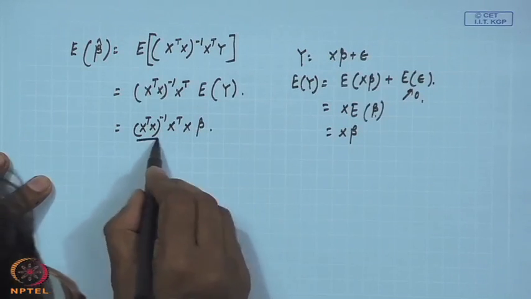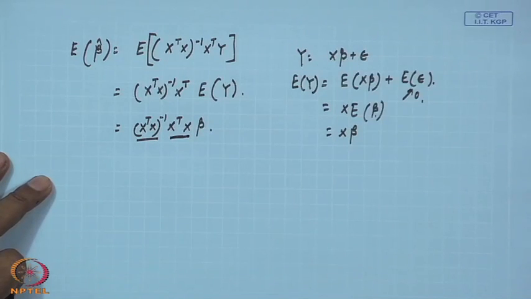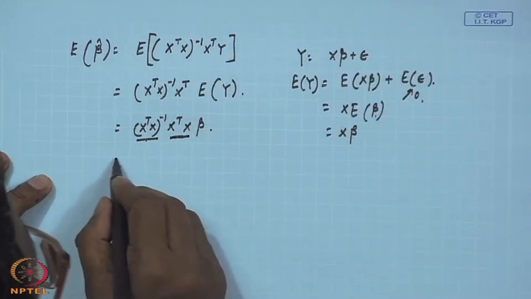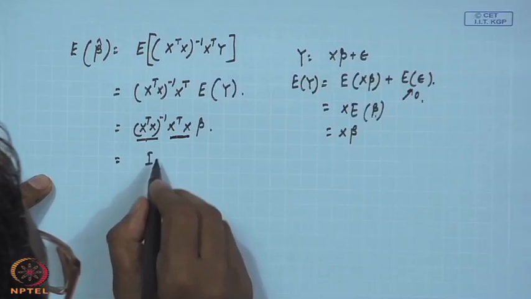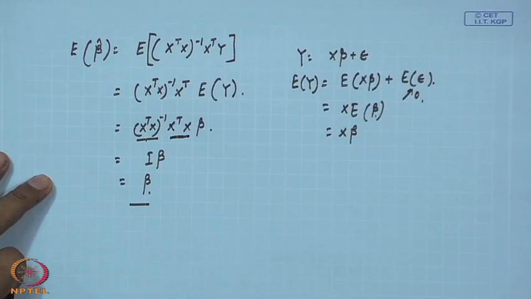Again you see X transpose X inverse, and particularly X transpose X is a symmetric square matrix, and its property, this transpose into this will be an identity matrix. So, I beta, so we can write this is beta. So, unbiased estimator.